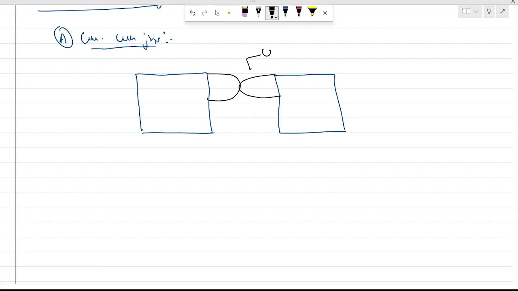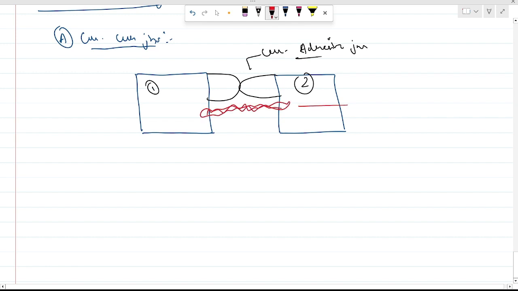It's cell adhesive junctions. Cell adhesive junctions cause adhesion, like a glue, between two cells, cell 1 and cell 2. The next type of junction we are going to see is called the tight junction. This is the second type of junction between two cells.